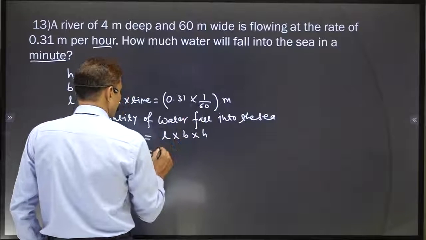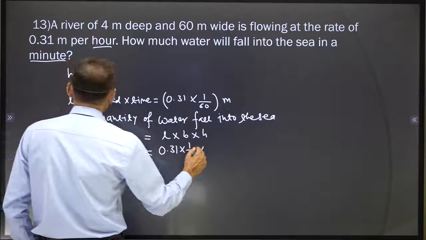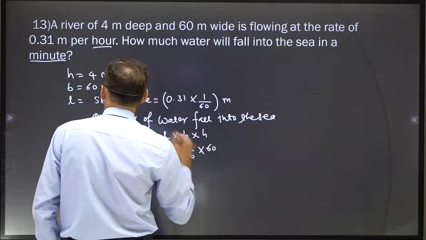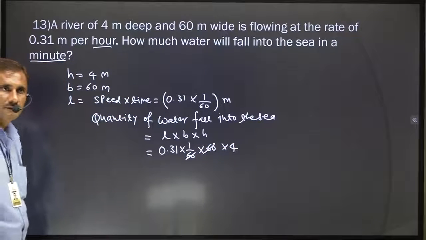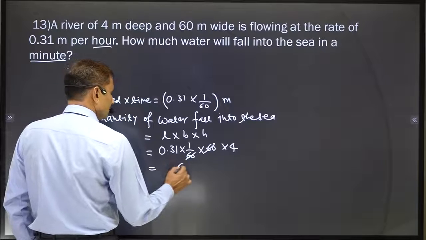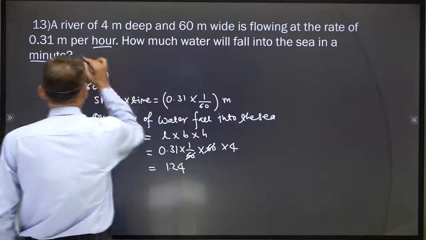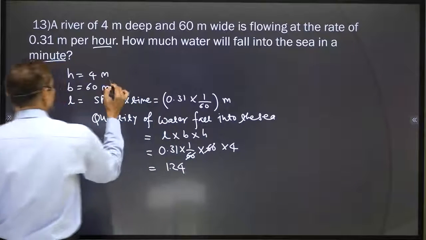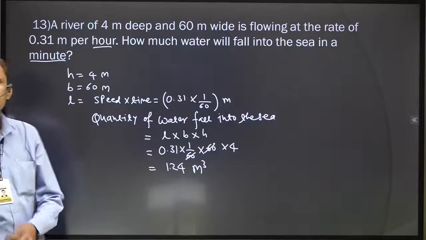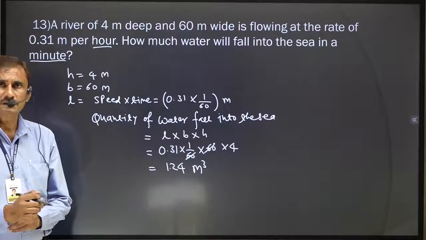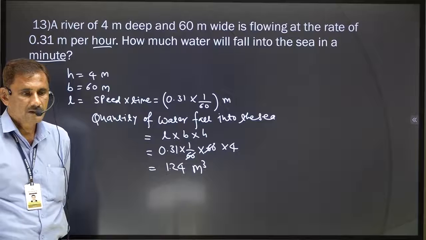So the length we already found here is 0.31 into 1 by 60. This is the length. Now the breadth is 60, length 4, 60 cancel out. Okay, so now write: 4 ones are 4, 4 threes are 12, so 1.24. And what is the unit everywhere? Meter, so meter cube. That is your answer. Again, if you want, you can give your answer in a statement. Actually, I have written it here only. So that is our final answer, 1.20.